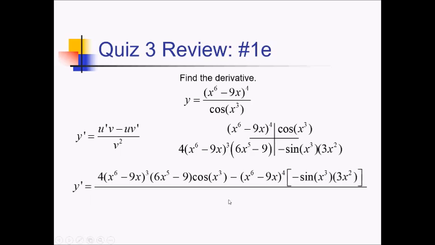Down below we have v squared. That's going to be cosine of x cubed squared. Or you could be fancy and write cosine squared of x cubed, but there's no need. And since we didn't have to simplify, we're done.